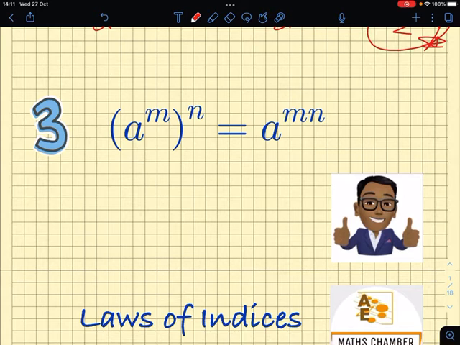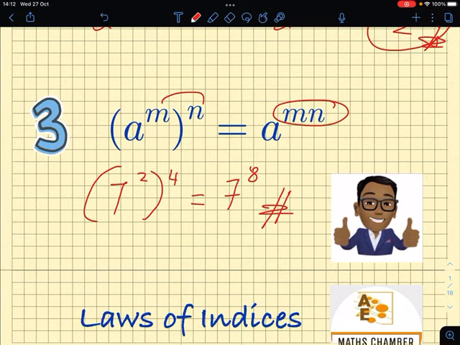All right, the third law. Well, we have a to the power of m, all to the power of n. You just have to multiply it out. So let's say 7 squared, to the power of 4. So what I have is 2 times 4 is 8, so 7 to the power of 8, done deal.